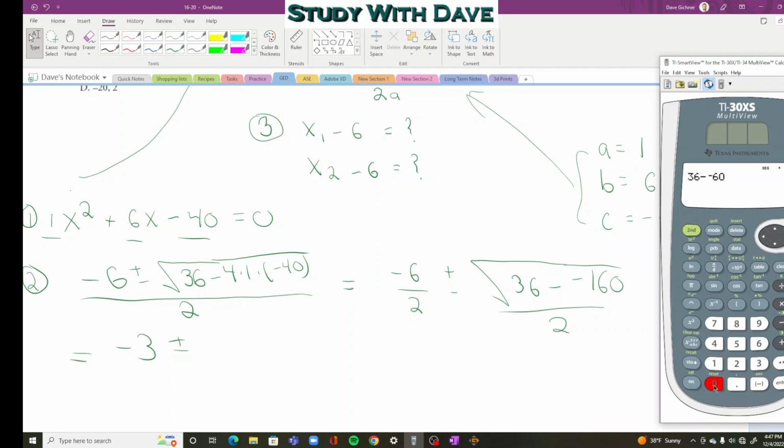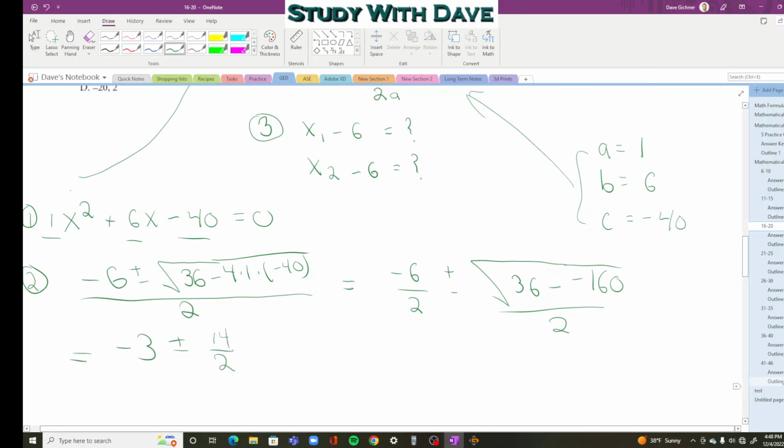Or you can just say it's a double negative. 36 minus, well, it's a double negative, so we can just say it's plus 160, which is 196. So let's just go ahead and put in the square root of 196, just to make this go a little bit quicker. Okay, so that is 14. So the square root of 36 plus 160 is 14. And that's divided by 2.